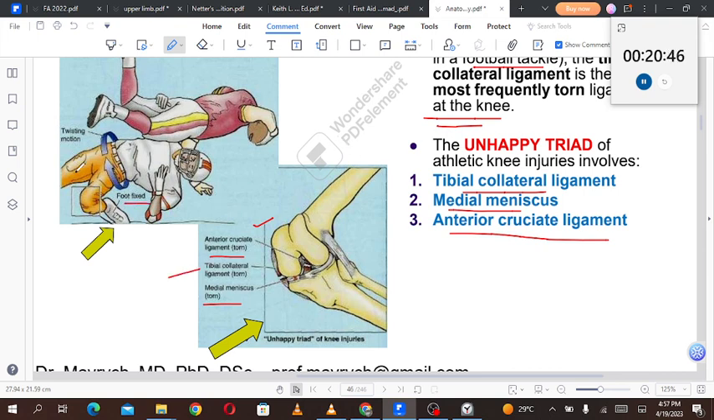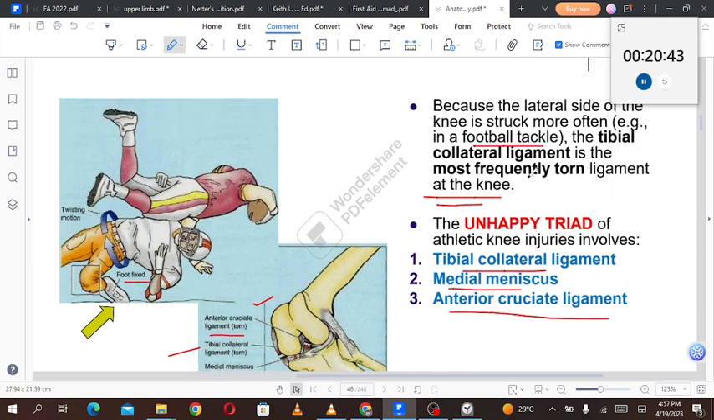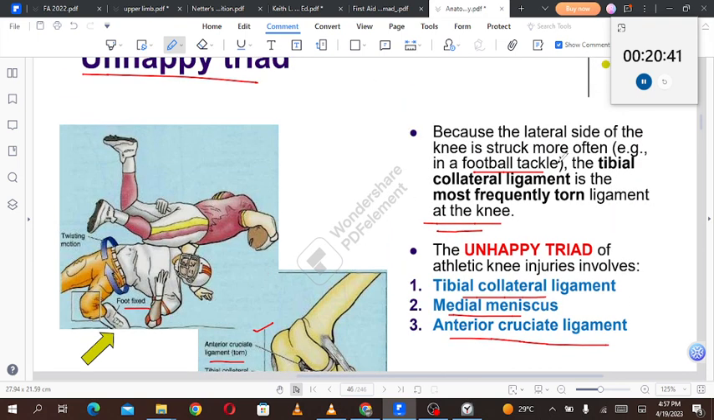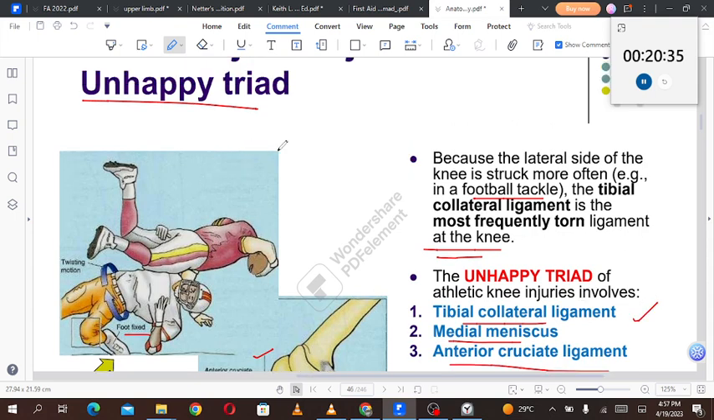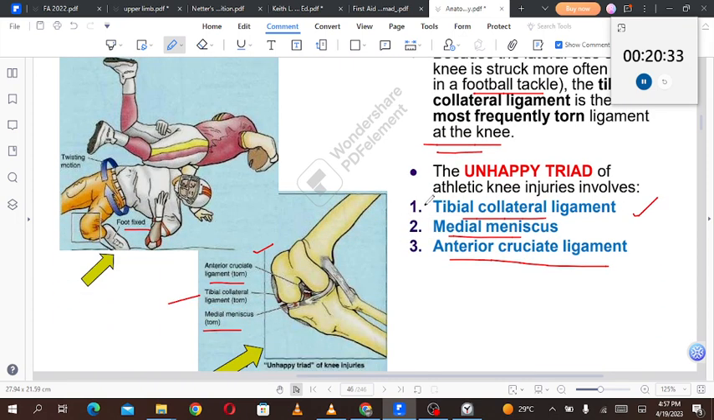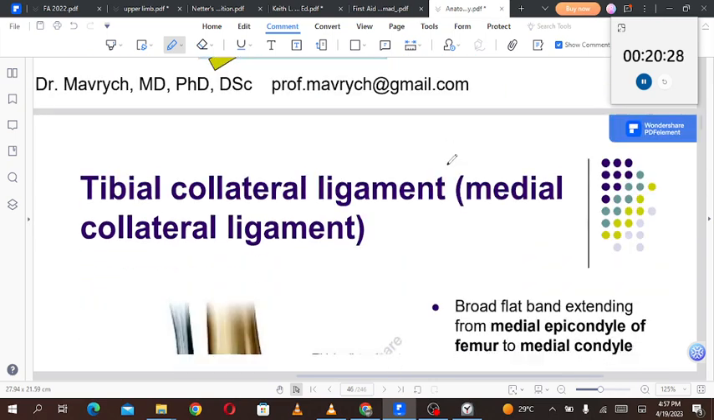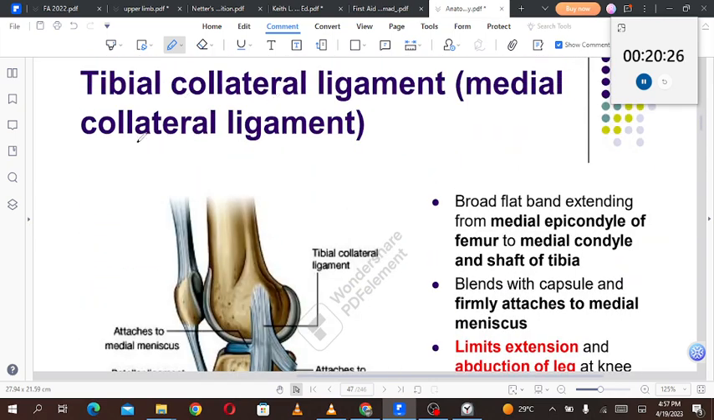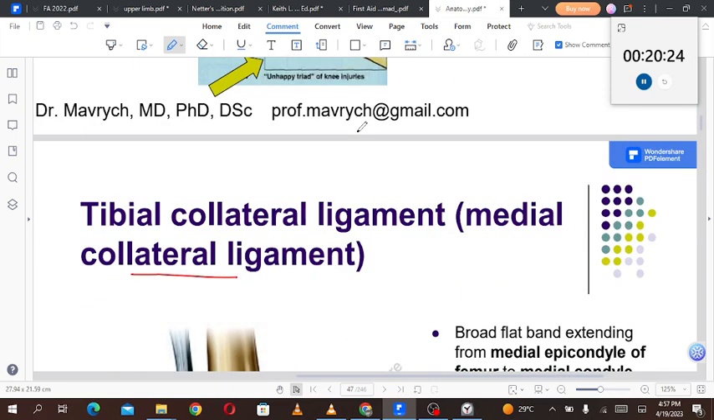Foot is fixed and leg is being moved in that direction. Because the lateral side of the knee is struck more often, for example in the football tackle, the tibial collateral ligament is most frequently torn, this one. And the unhappy triad of knee joint injuries can involve these three ligaments of the knee joint. Then tibial collateral ligament, medial collateral ligament.